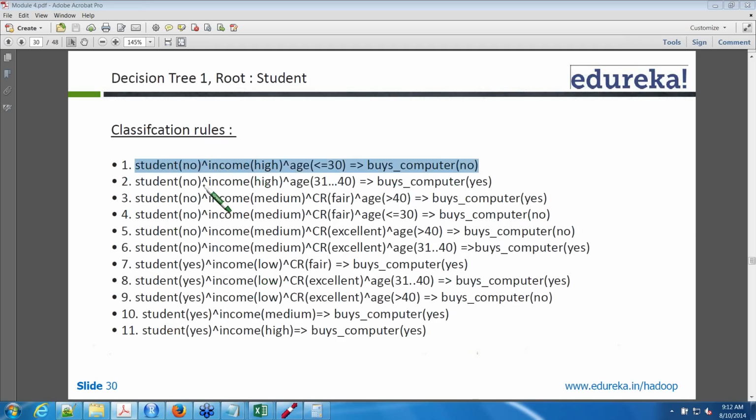Where if there is no student and the income is high and the age is lesser than 30, buys computer no. So this is going to be a classification rule. Internally the tree will be building it. Finally we'll get only the result set.